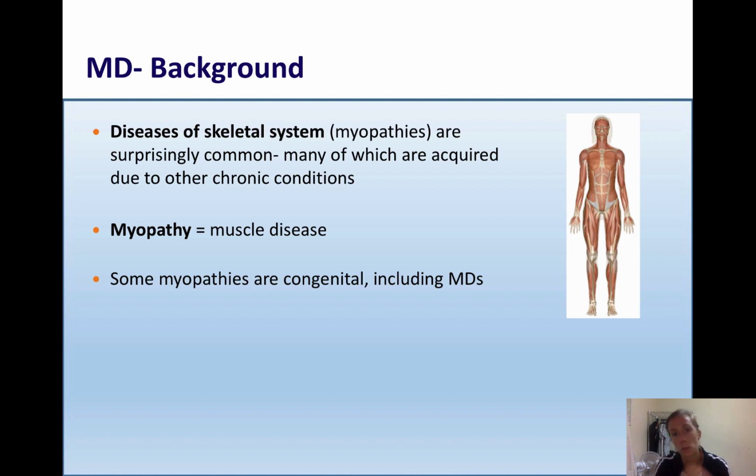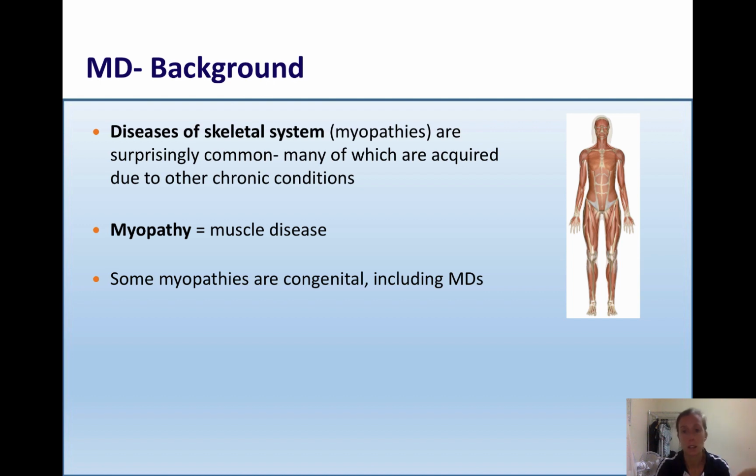So we're talking about a disease of the skeletal system. Now, diseases of the skeletal system in general are referred to as myopathies, and they are surprisingly common, and many of which are acquired due to other chronic conditions. So, for instance, I'm not sure what the mechanism is, but people with chronic kidney disease can be predisposed and at a higher risk of skeletal system disease.